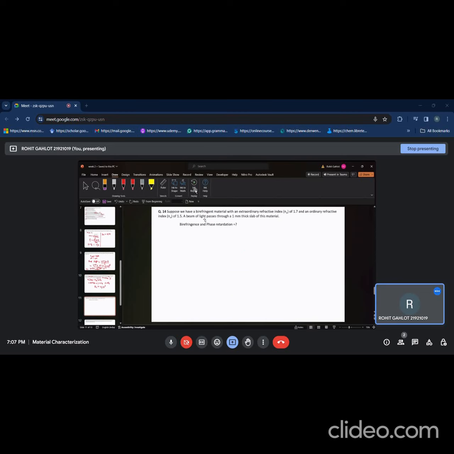So suppose we have a birefringent material with an extraordinary refractive index of 1.7 and an ordinary refractive index of 1.5. A beam of light passes through a 1 mm thick slab of this material, and we need to find the birefringence and the phase retardation. So this is directly the difference between these two refractive indices, which can be written as Ne minus No, equated as 1.7 minus 1.5. So this will be coming as 0.2, and then the phase retardation we also need to find. This is similar to what we have done in the last two problems.